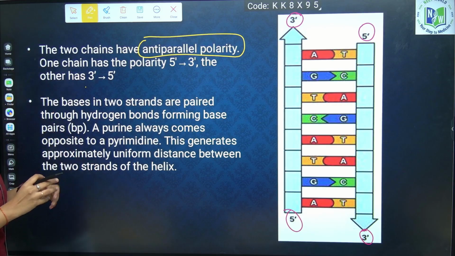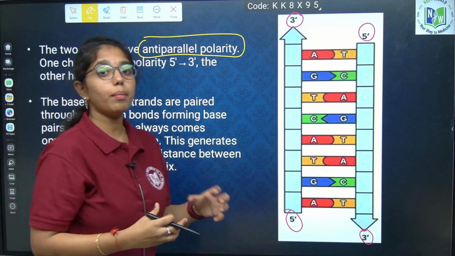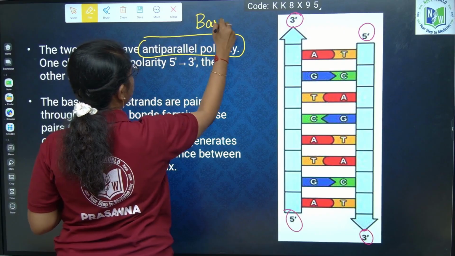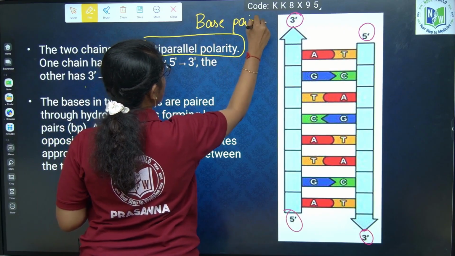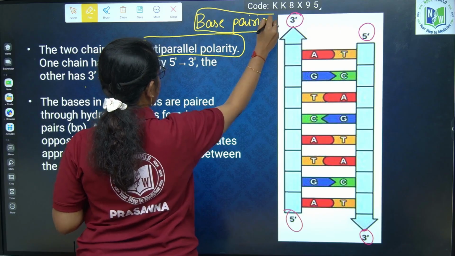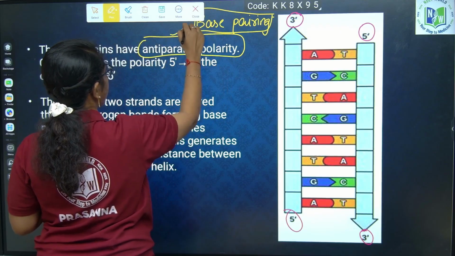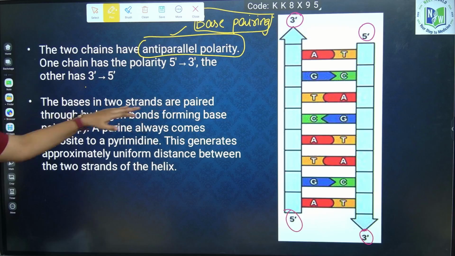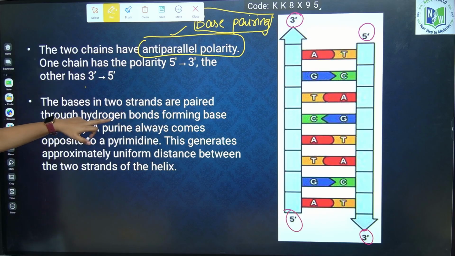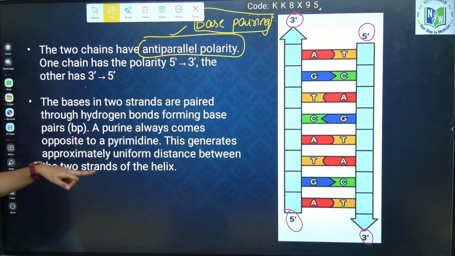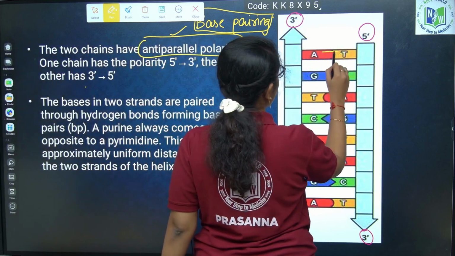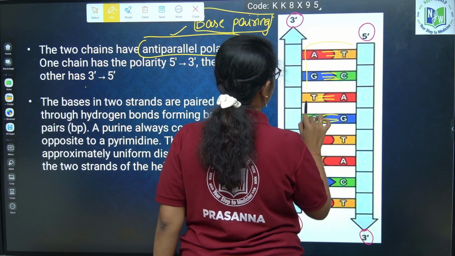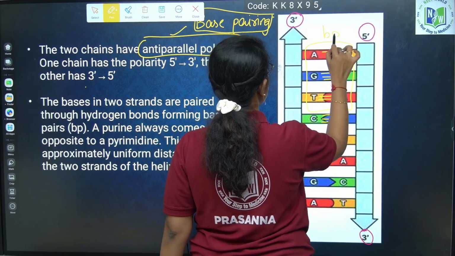The hallmark of Watson and Crick's double helical model is nothing but base pairing. It is what? Base pairing. This is the hallmark of their proposition. Based on this, they have derived many points that we have just discussed. The bases in two strands are paired through hydrogen bonds, and this forms the base pair. This forms what? Base pair.